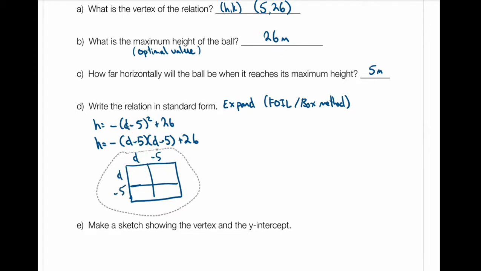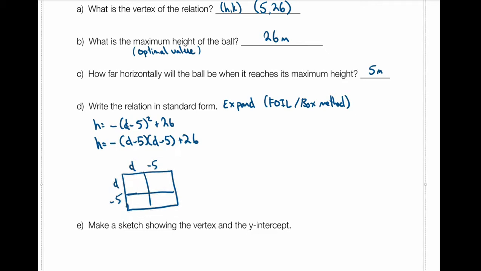Let me just move this down a bit. D times d is d squared. D times negative 5 is negative 5d. Same thing in this one. And then negative 5 times negative 5 is 25. Remember, when we do this, we have to add our two middle terms. But now I can put this back into my equation because I'm not quite done yet, there's a few extra things I have to do.